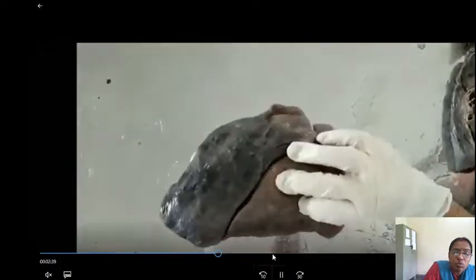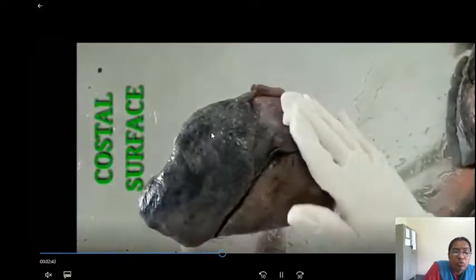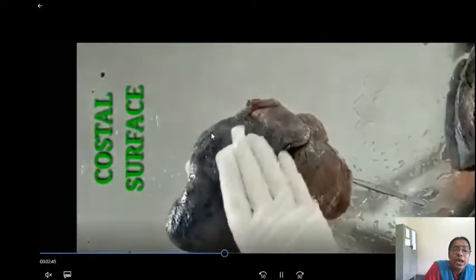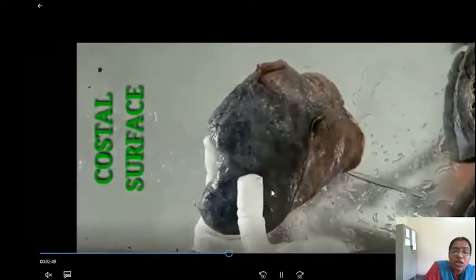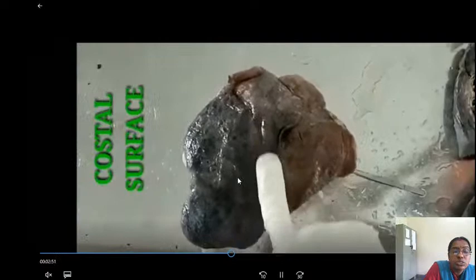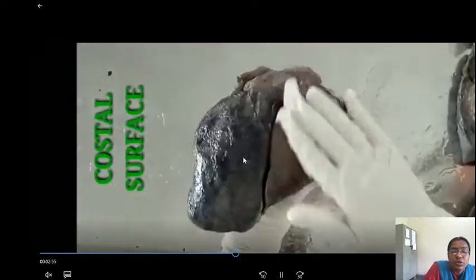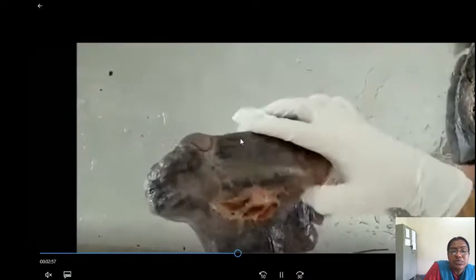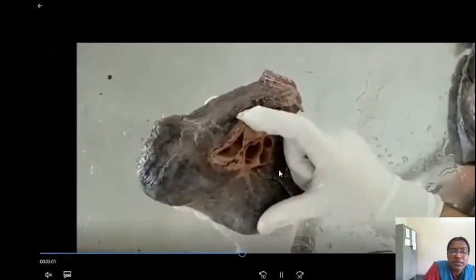This surface is the costal surface. It is covered by the costal pleura, and it is related to the ribs. These all are the impressions we are seeing, the impressions of the costal cartilages, that is, the ribs. So that is the costal surface. This is the medial surface.